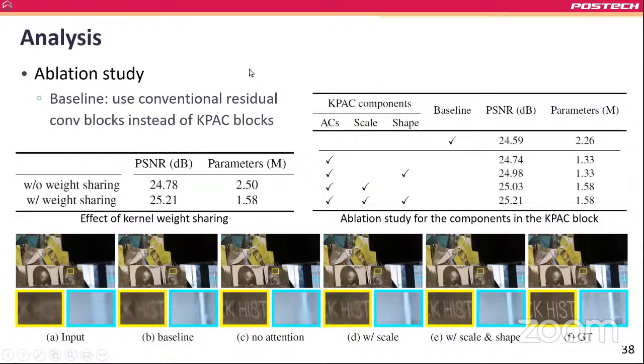Then this result first shows that by sharing the weight, we assume the inverse kernel is the same shape. Then we share the weight among different scales of dilated kernels, and by sharing this weight, we can obtain better accuracy. Also, we have components like a directed convolution unit for the inverse kernel and the scale shape attention. These numbers show that each component has a role in improving the accuracy.